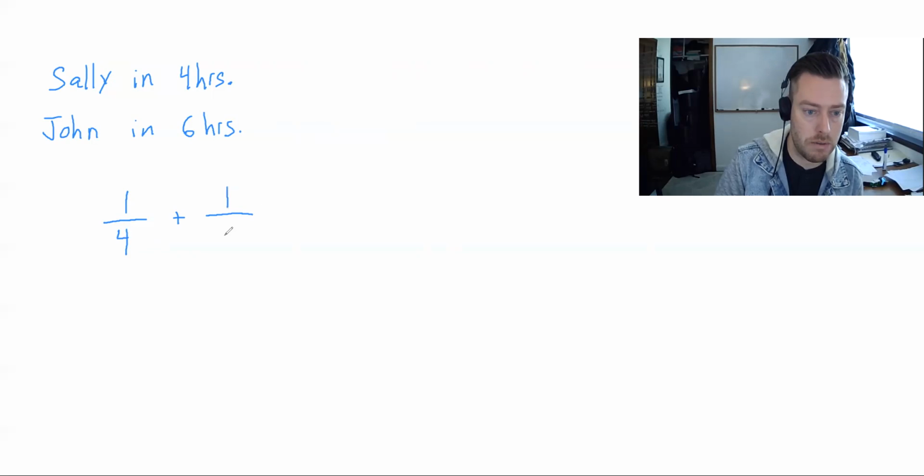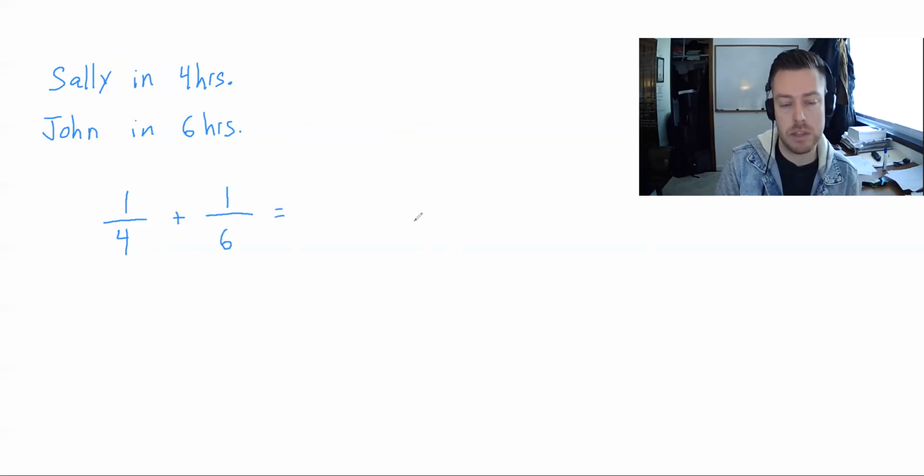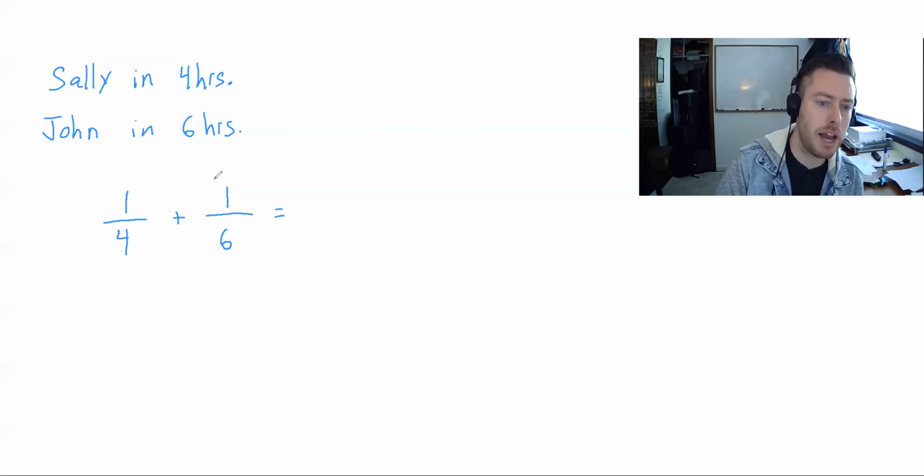So it's going to be 1 divided by 6, right? And that's going to be equal to something. And let's actually think about this for a second. What is this going to be equal to? Well, let's think of our units. We have houses on top and then hours on bottom, right? If these two are working on the same house together, then our units have to match.